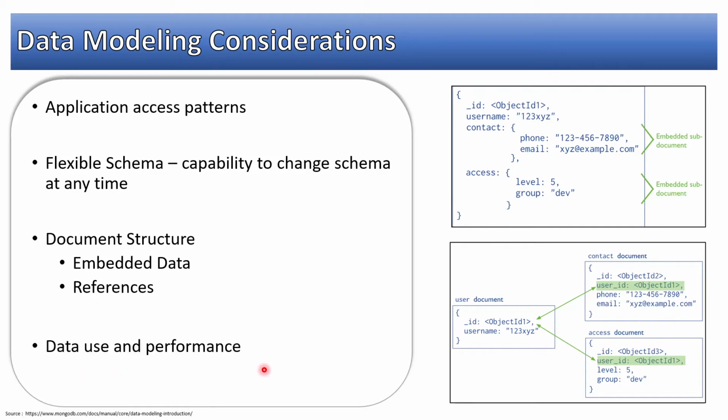Data use and performance will also be an important factor, because you should know how your data is going to be used and what performance you want from your database. It might be the case that you want a millisecond latency, or you want the response in 2 seconds, or it is fine if MongoDB returns the response in 5 seconds also. So based upon these considerations, you can efficiently design your MongoDB schema, correct?